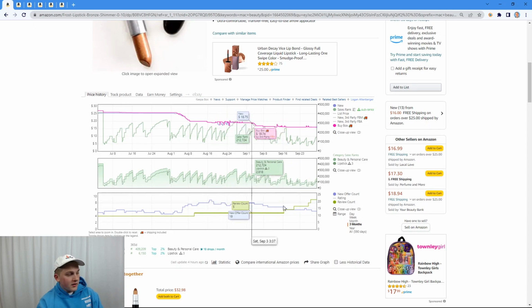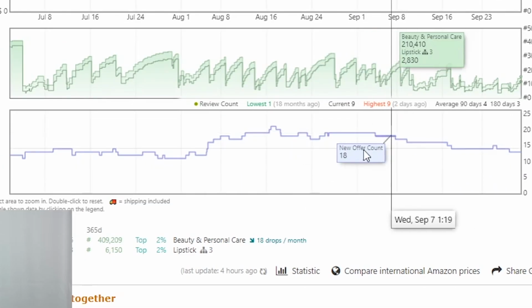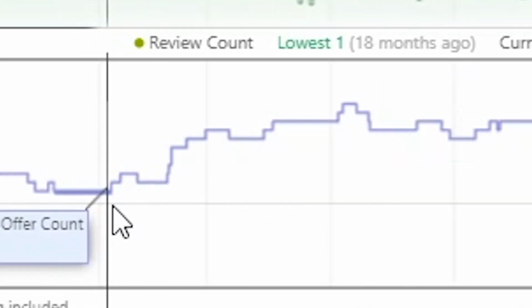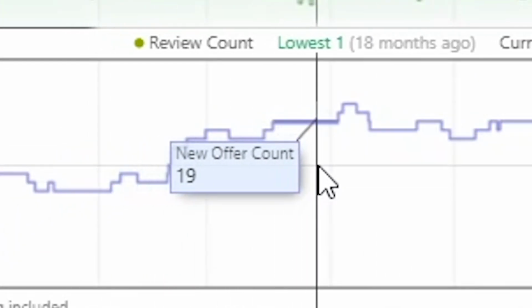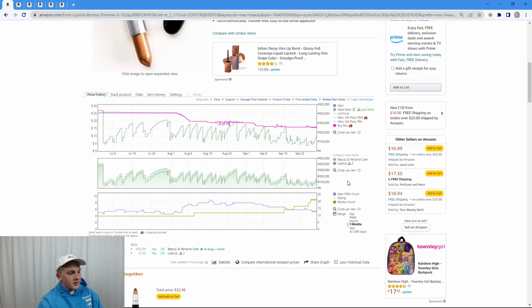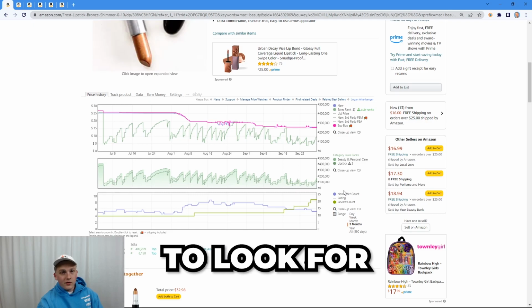The new offer count is going to be this blue line in the third chart. And when we see it going down, that means sellers are going out of stock. When we see it going up, that means new sellers are coming on the listing. And then we can use supply and demand and know that when the supply is going up, the price is going to go down. When the supply is going down, the price is probably going to go up. So I like to see this just not going up. If it's staying the same or going down, that's good. All right, so those are the main things that I like to look for in a Keepa chart.